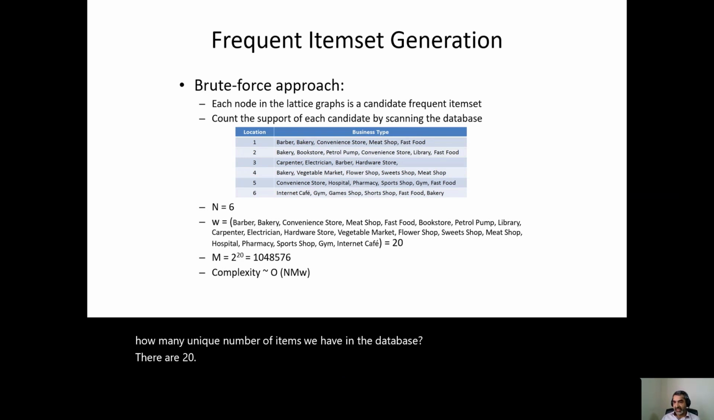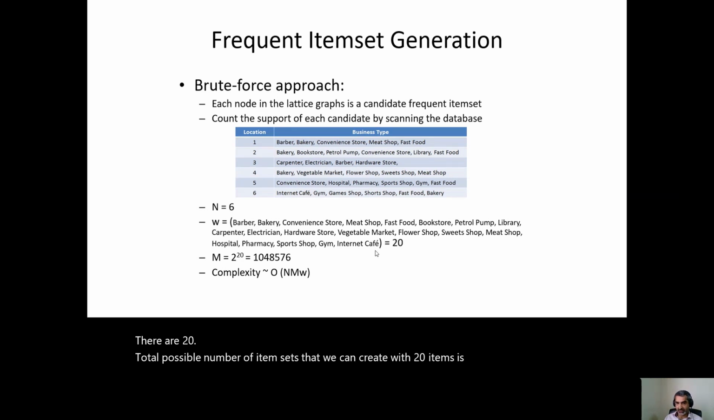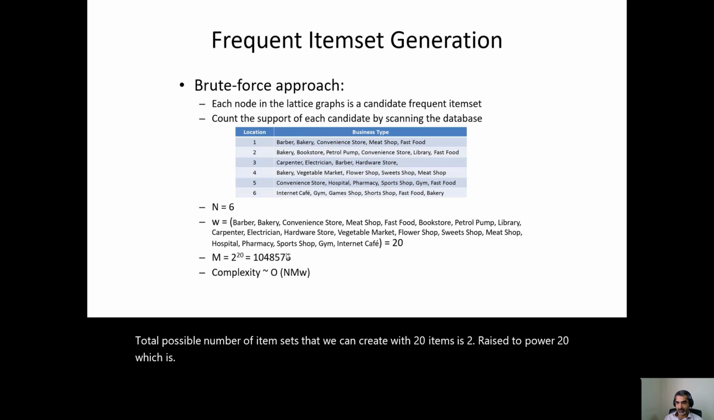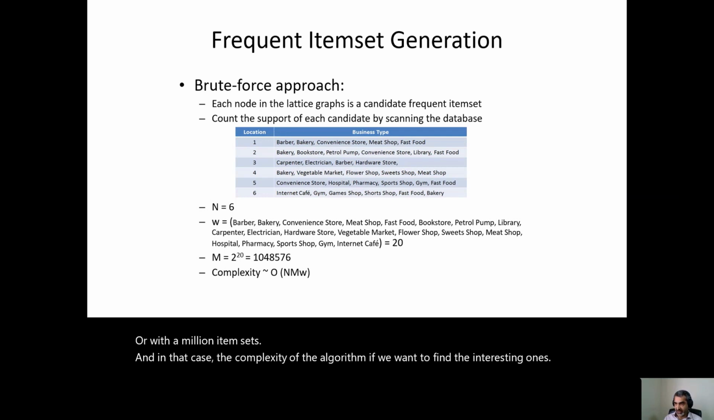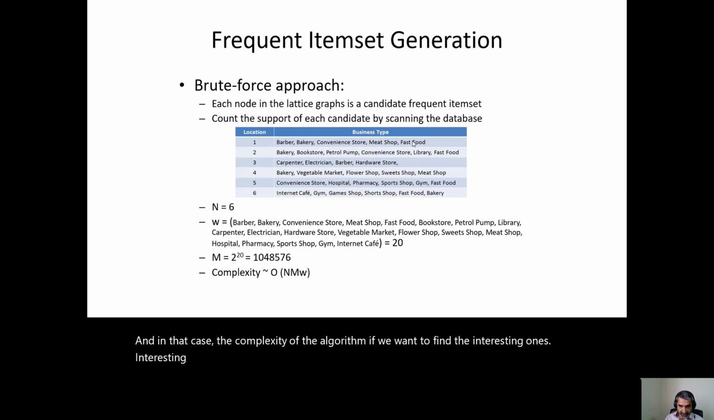Total possible number of item sets that we can create with 20 items is 2 raised to power 20, which is, oh my God, is it a million? Over 1 million item sets. And in that case, the complexity of the algorithm, if we want to find the interesting connections in this small little database, will be humongous.